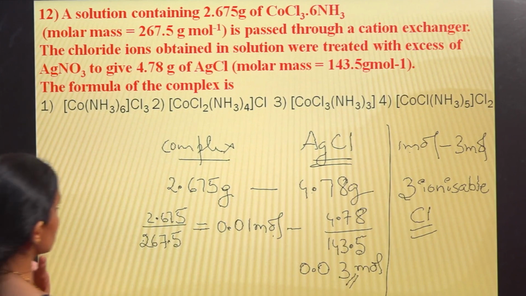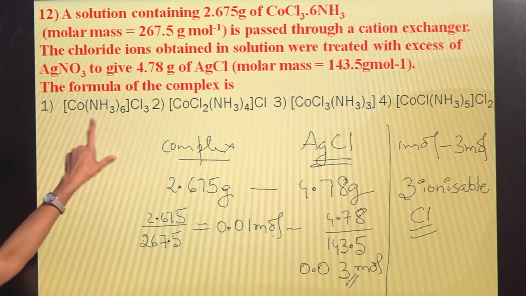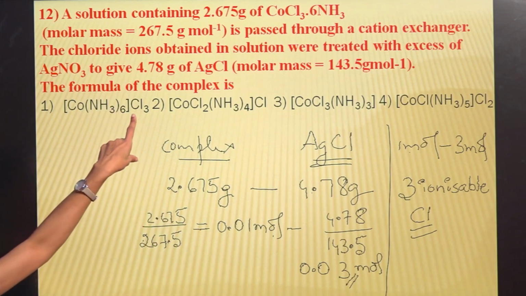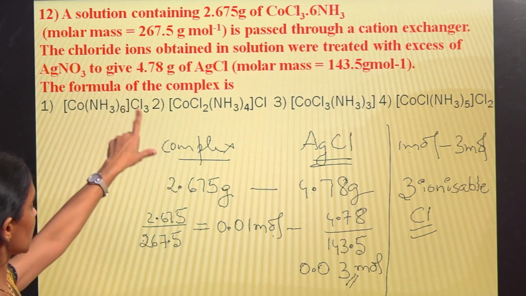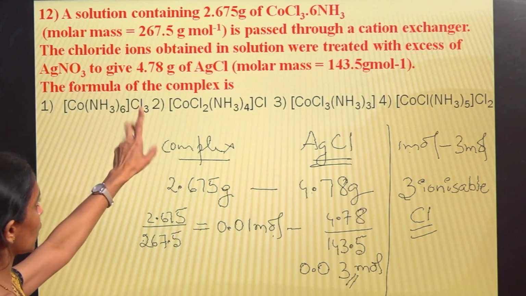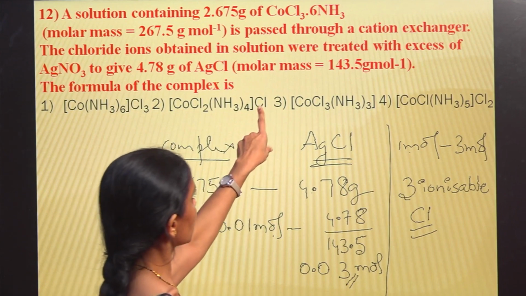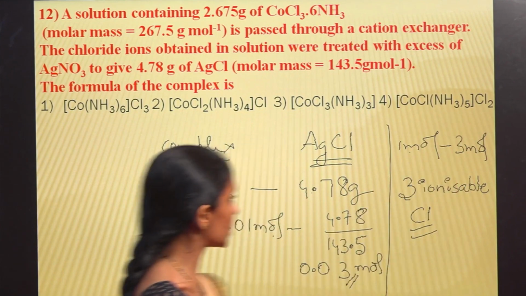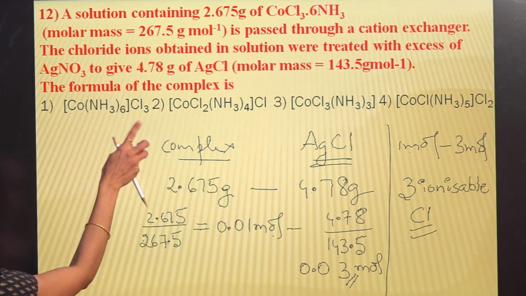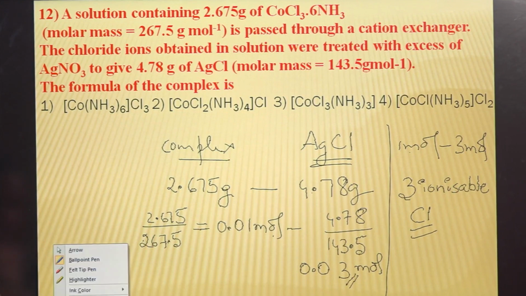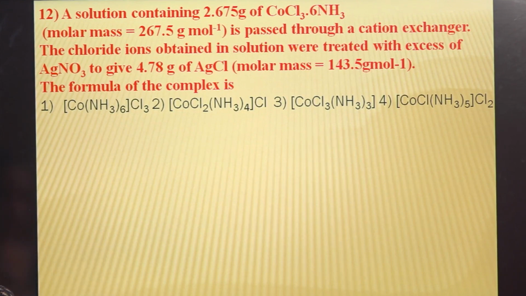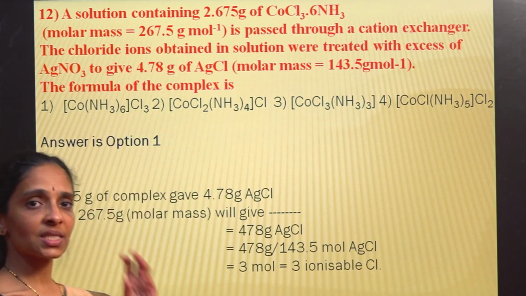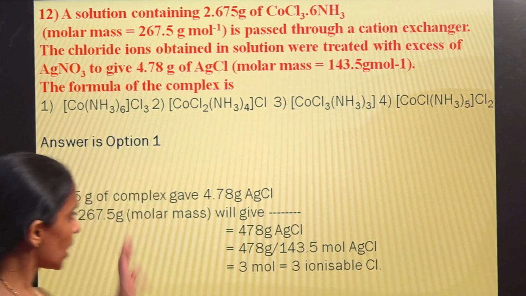Okay, so what is the answer? How do you write the formula of the complex with the 3 ionizable chlorines? It should be option number 1. The 3 chlorines must be outside the square bracket, outside the coordination sphere. Here you do not have any chlorines. Here you have only 2 chlorines. But in the first option, there are 3 chlorines outside the square bracket. That is why option number 1 is the answer. So, if a mass is given in a problem, just convert it to moles.